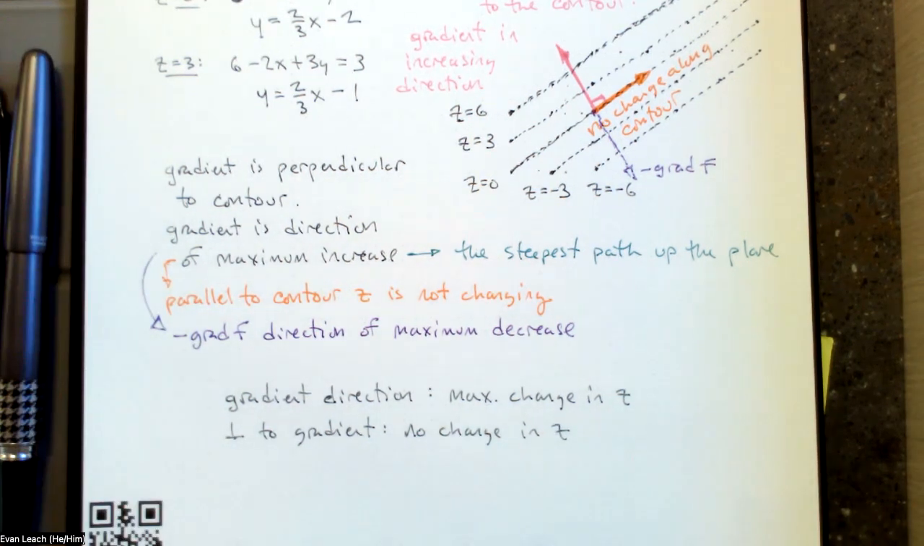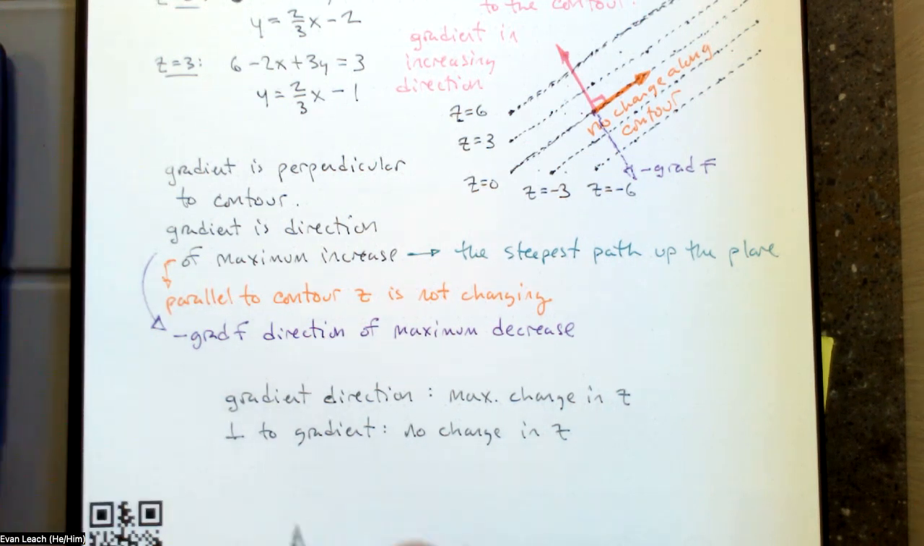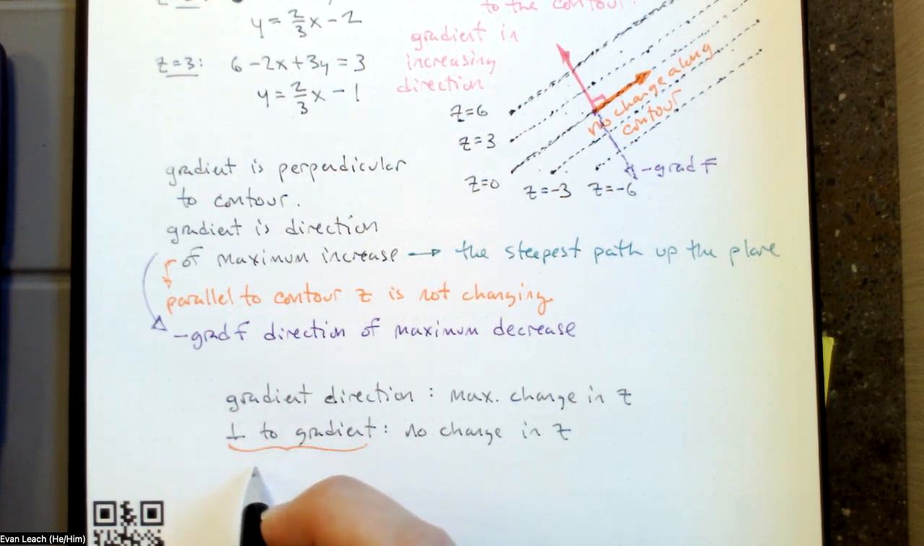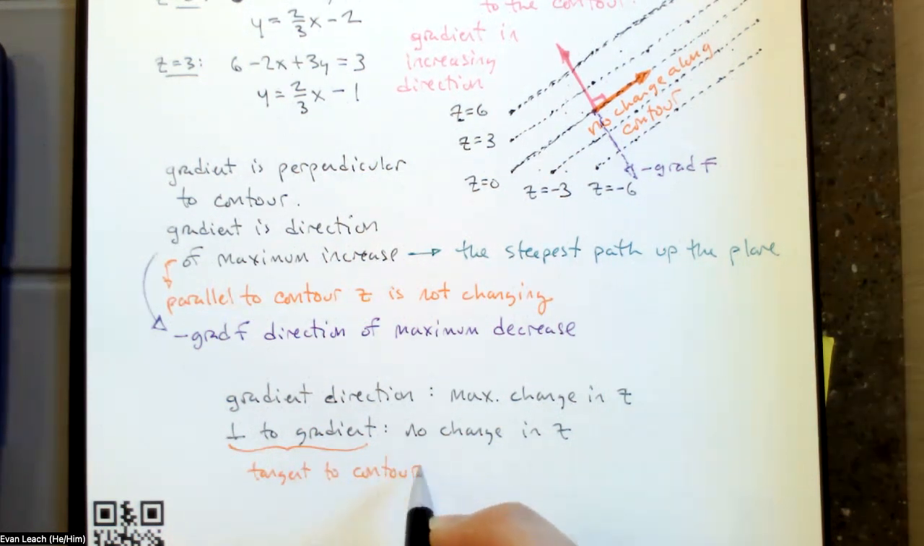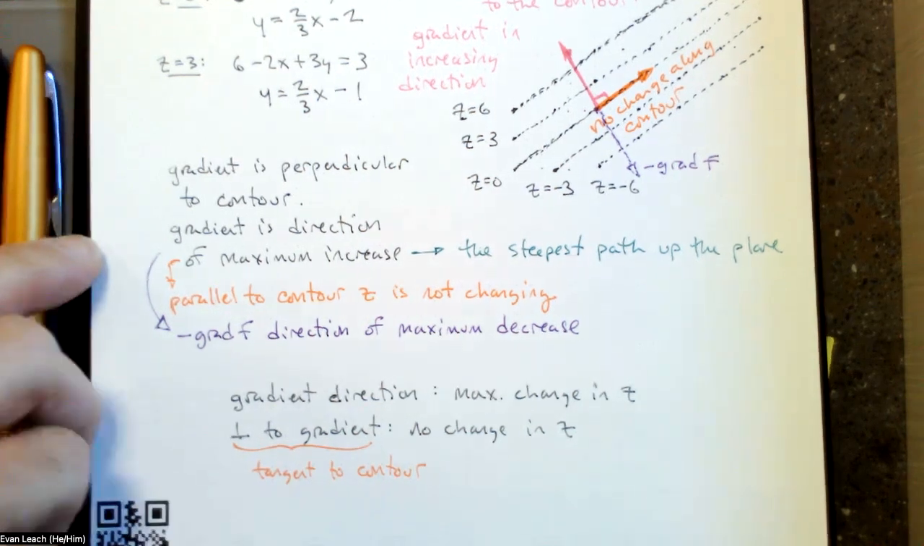Perpendicular to the gradient, we might say tangent to the contour. Now is the part that I had messed up. Perpendicular to the gradient is tangent to the contour. The gradient direction is perpendicular to the contour. That's why saying parallel and perpendicular was trash.